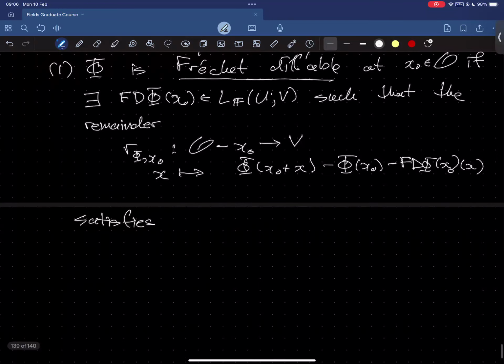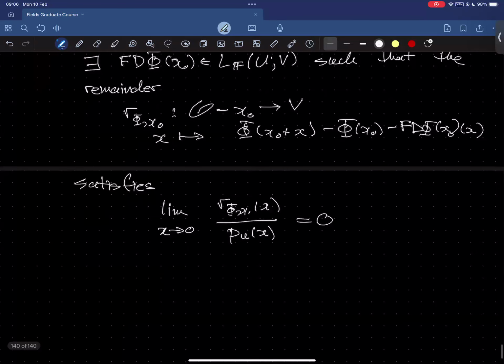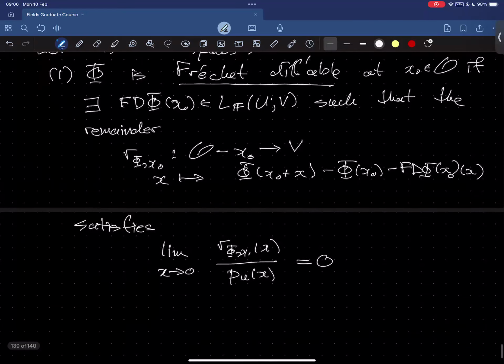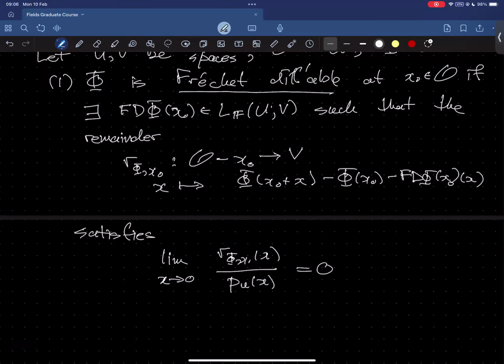that the limit as X goes to 0 of the remainder divided by the norm of X equals 0. So this is exactly the definition that we gave before. The only difference here is that I'm spelling out the remainder. So that gives me differentiability at a point.